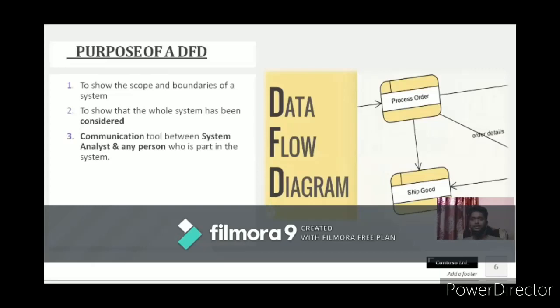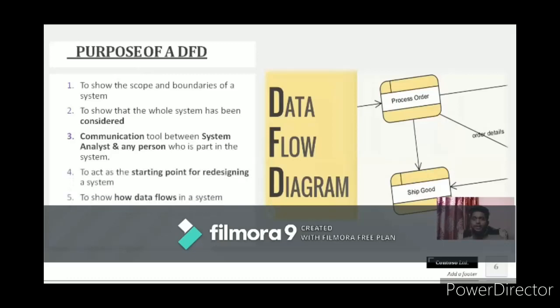We will go to the next point. DFD is a communication tool between the system analyst and any person who is a part of the system. We already mentioned this point. DFD is a communication tool between the persons who participate in the system and the system analyst. The system analyst is the one who prepares or presents the DFD. That is the third point.